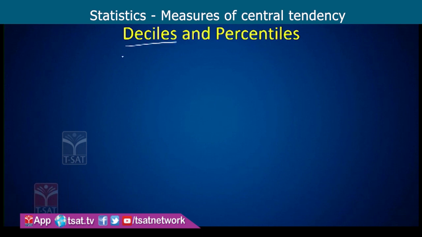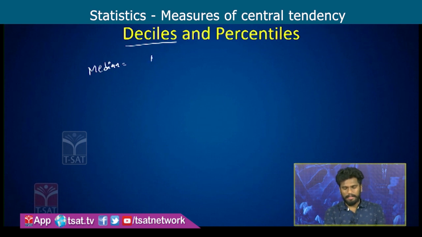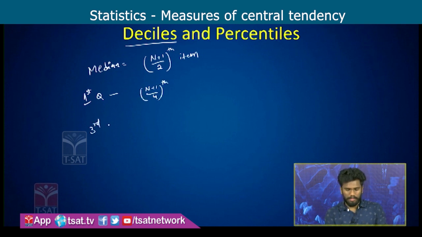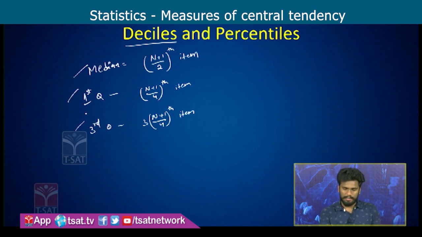So in the median we have seen the data is divided into half, and when coming to quartiles, the first quartile divides the data into 1/4, the third quartile will divide it as 3/4. So this is about median, first quartile and third quartile, which we have discussed in the last class.